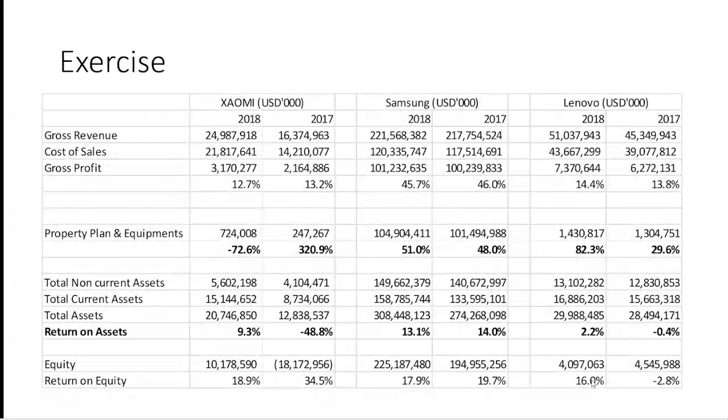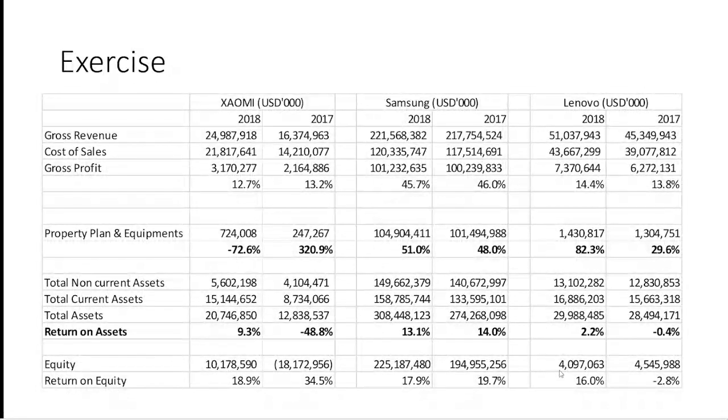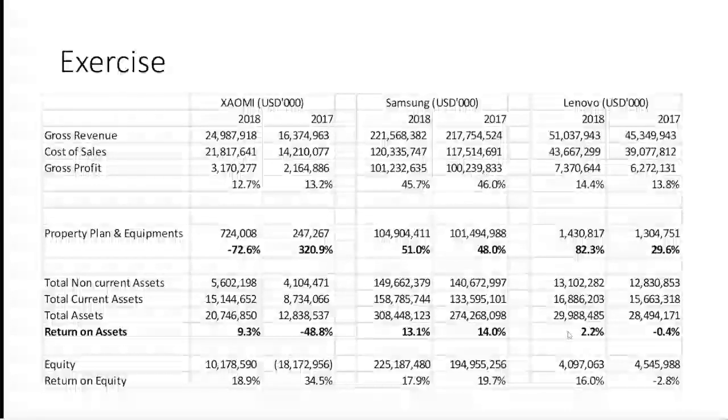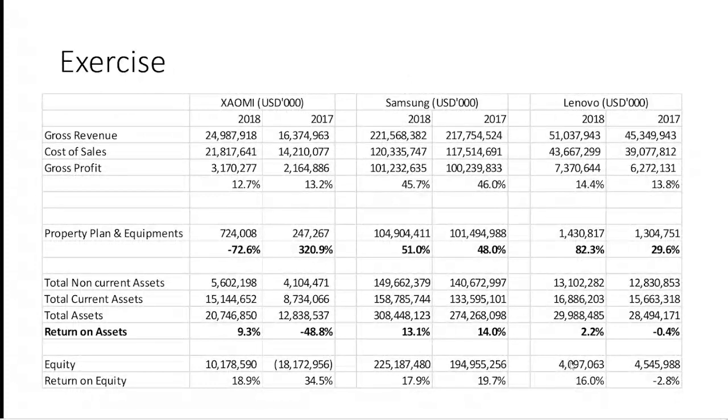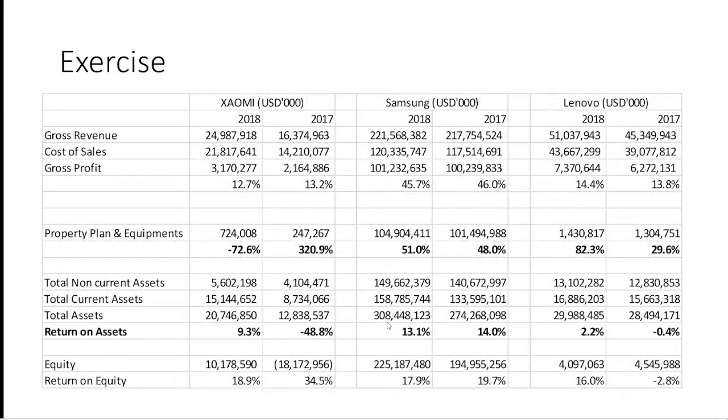Now Lenovo is lower, and the reason is that you can see the difference in the total assets. Total assets are 29 billion, and the equity is only 4. So their debt is 25 billion, which is 6 times the equity. Compared to Samsung, the total assets are 308 billion. Their equity is 225 billion, which means a debt of 75 billion, about one third of the equity. So it's not that much, right?